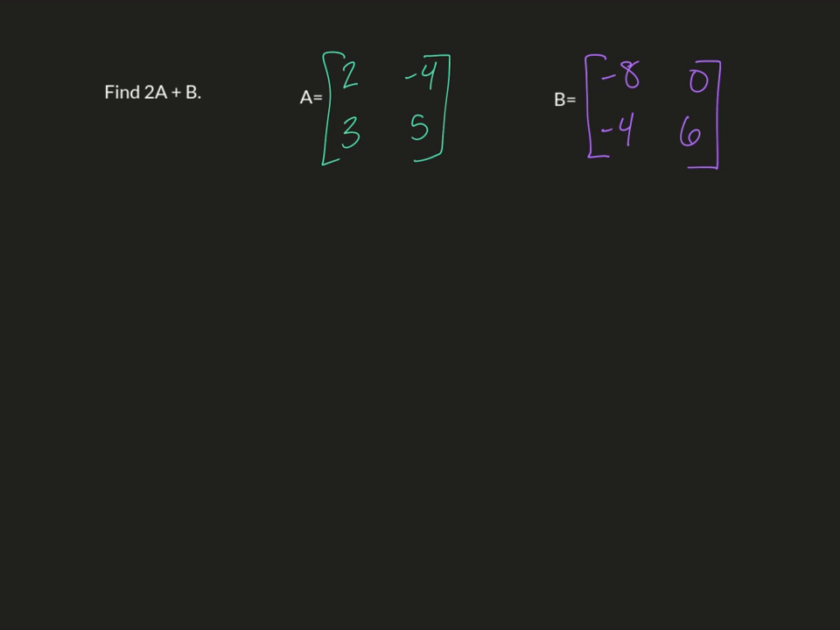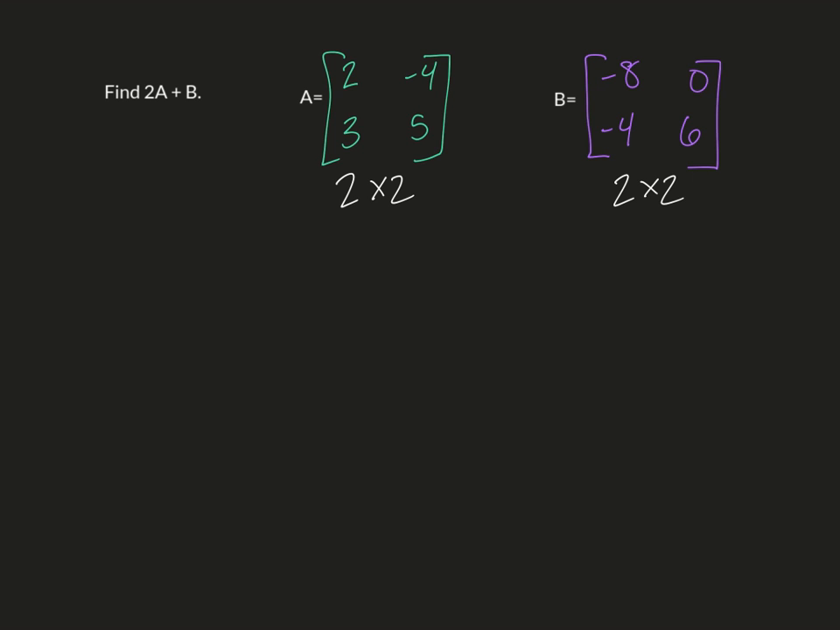Before you actually solve anything, you want to make sure that they have the same dimensions so you actually can do the math that's required. So we see that matrix A is a 2 by 2, so it is 2 rows and 2 columns, and matrix B is the same, a 2 by 2, so that means we are good to go.